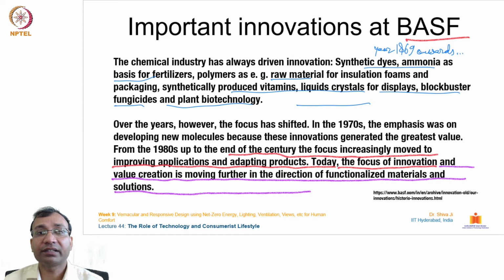In the 1970s, the emphasis was on developing new molecules because these innovations generated the greatest value. From the 1980s up to the end of the century, the focus increasingly moved to improving applications and adopting products. Today, the focus of innovation and value creation is moving further in the direction of functionalized materials and solutions. So, we will see some examples from this company.